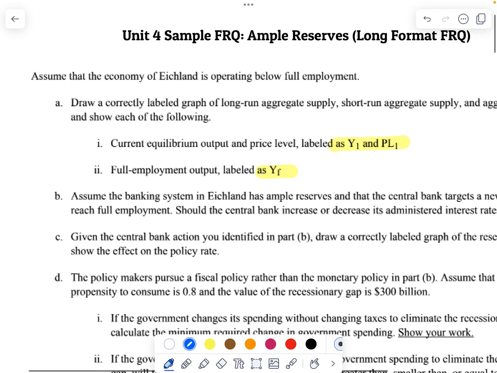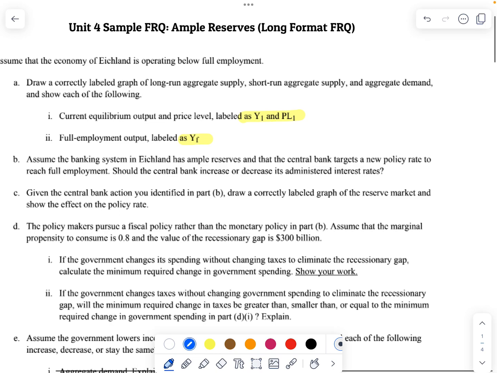The question now says, assume that the banking system of Eichland has ample reserves and that the central bank targets a new policy rate to reach full employment. Makes sense. That's what central banks do. Should the central bank increase or decrease administered interest rates?